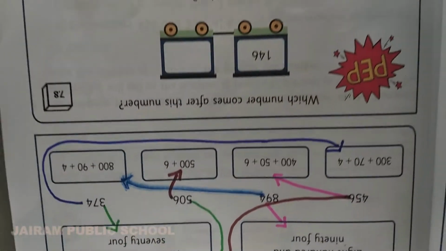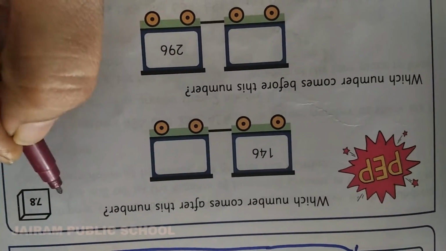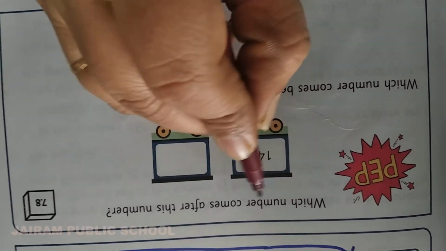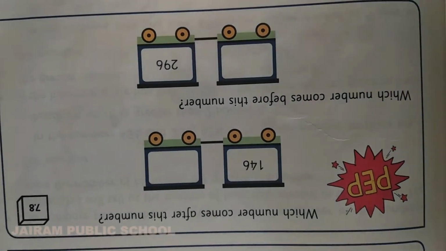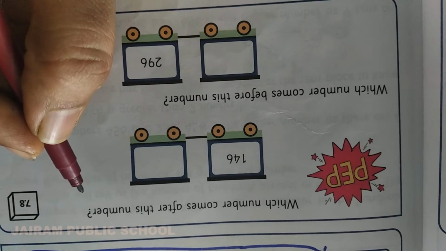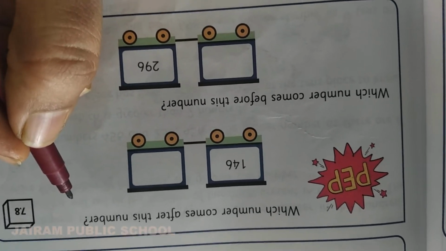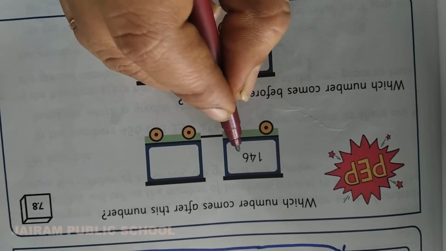Okay, yes. Now see, Kana, next we are going to see the pet activity 7.8. Okay, so which number comes after this number? Which number comes after this number? So already we have learned this in volume 1, numbers. Okay, so what number will be coming after 146?